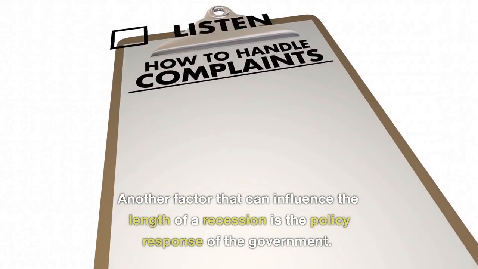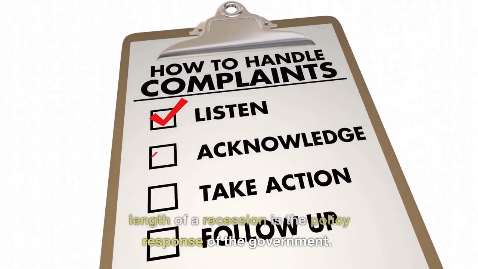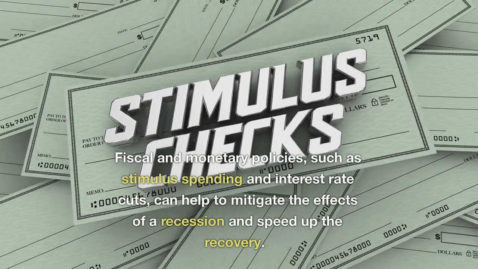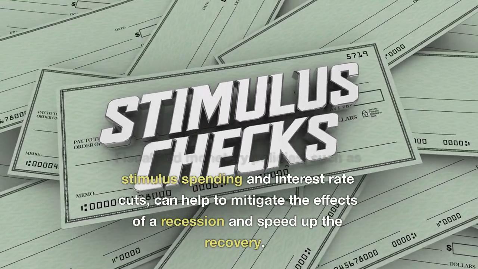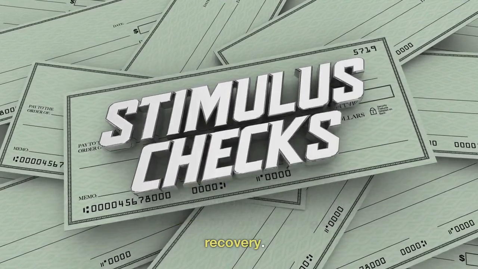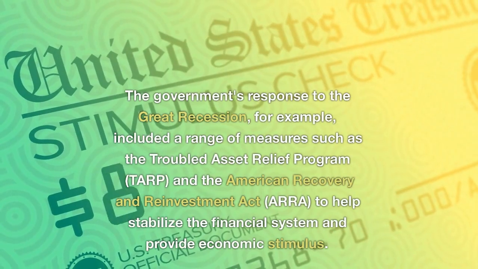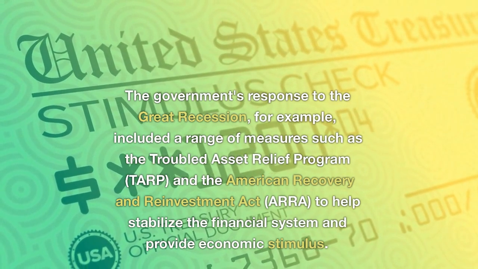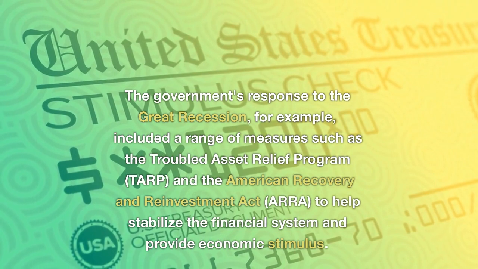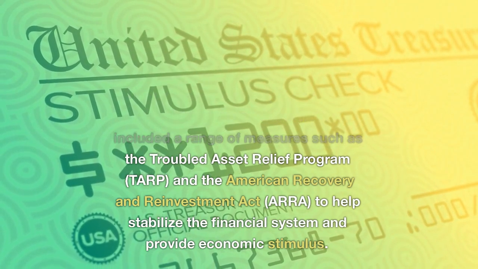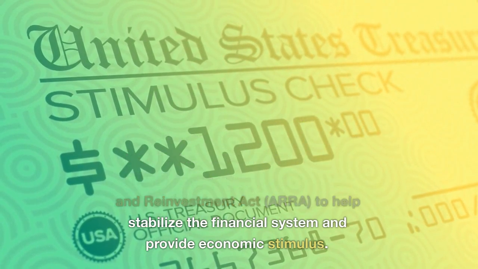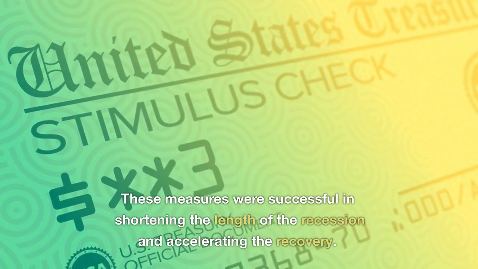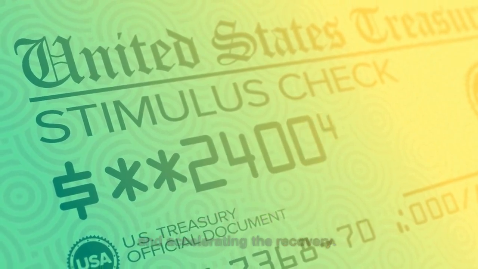Another factor that can influence the length of a recession is the policy response of the government. Fiscal and monetary policies, such as stimulus spending and interest rate cuts, can help to mitigate the effects of a recession and speed up the recovery. The government's response to the Great Recession, for example, included a range of measures such as the Troubled Asset Relief Program, TARP, and the American Recovery and Reinvestment Act, ARRA, to help stabilize the financial system and provide economic stimulus. These measures were successful in shortening the length of the recession and accelerating the recovery.